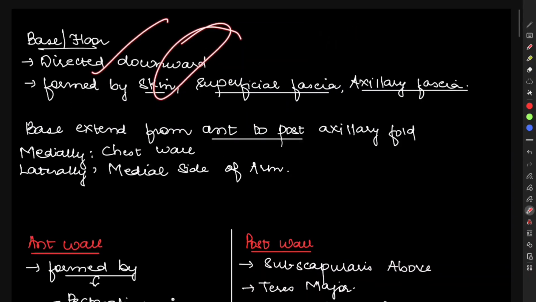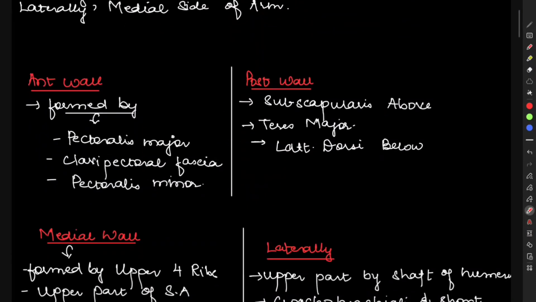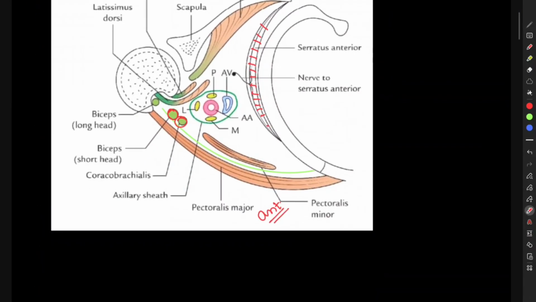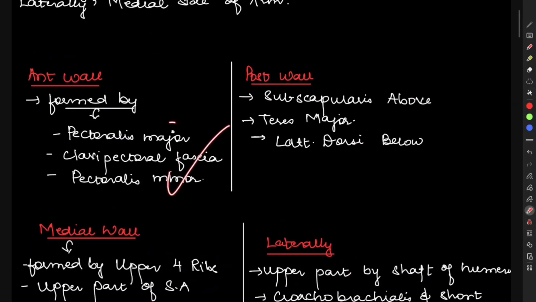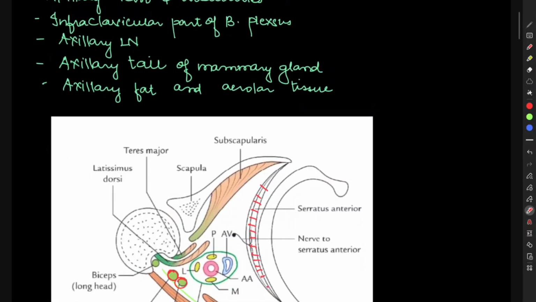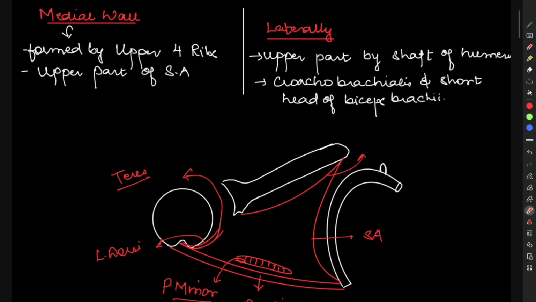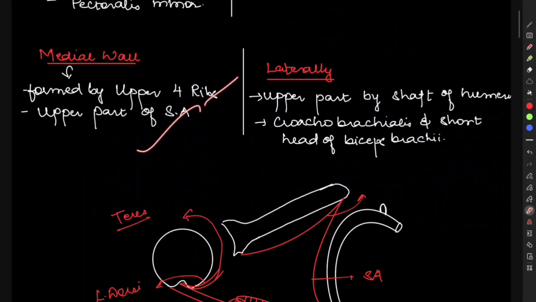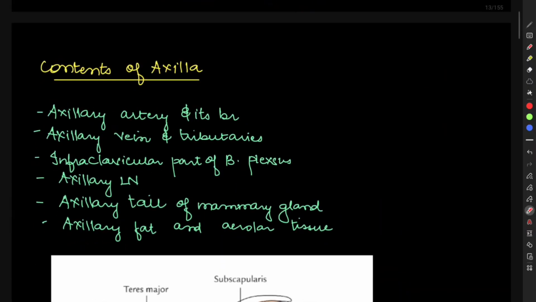The base, or floor, is directed downwards, formed by the skin, superficial fascia, and axillary fascia, and extends from the anterior to the posterior fold. Look at the anterior wall again: pectoralis major, clavipectoral fascia, pectoralis minor. Posterior wall: subscapularis, teres major, latissimus dorsi. In the medial wall we have the upper four ribs and serratus anterior. Laterally, the upper part of the shaft of the humerus, the coracobrachialis, and the short head of the biceps brachii. This is the line diagram. So I hope the relations of the axilla are clear.